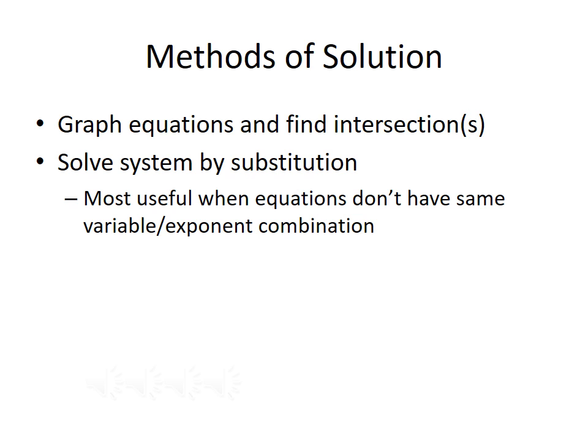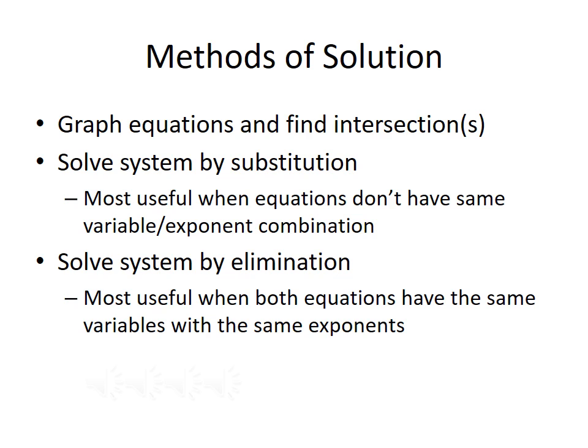The second method is to solve the system using the substitution method. This method is most useful when the equations don't have the same variable exponent combinations. And third, we can solve the system using the elimination method. And the elimination method is most useful when both equations have the same variables with the same exponents.